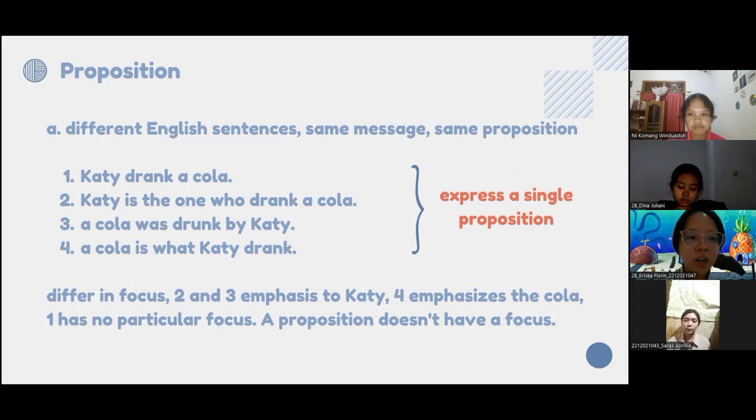According to the books I read, a proposition has no focus. So Katie drank a cola is the proposition, and the second, third, and also the fourth sentences carry the same message as the first proposition. Okay, next.